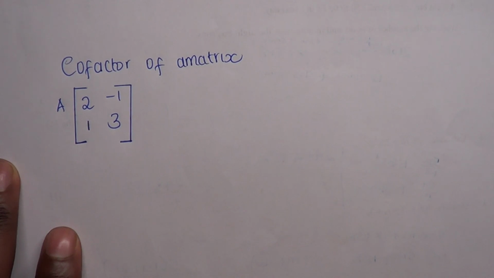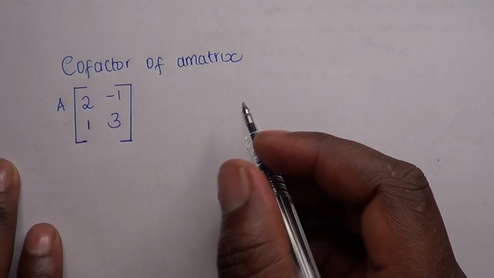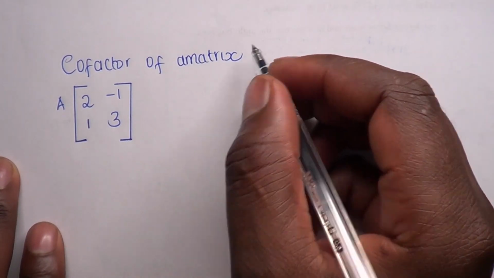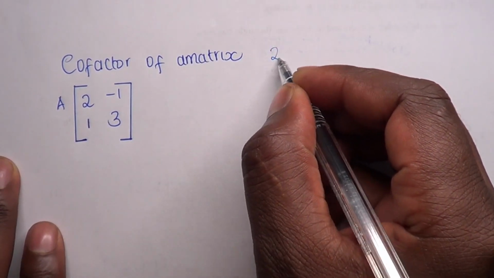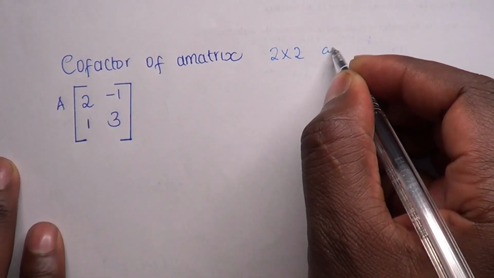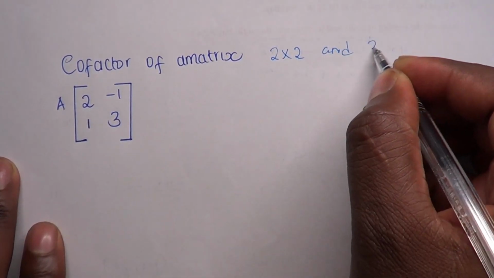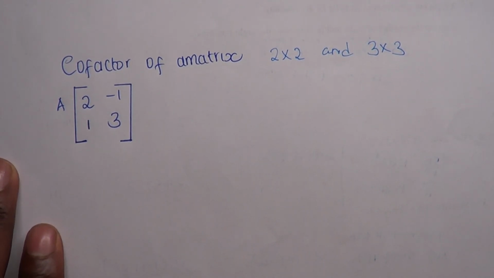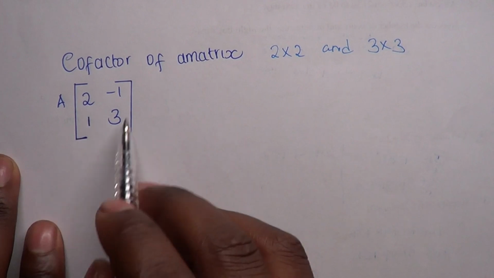Welcome. Okay, so look at this, the cofactor of a matrix. We need to look at the cofactor of a matrix 2 by 2 and 3 by 3. That's now the ones we need to look at. First of all, let us start with this one here. This is 2 by 2.